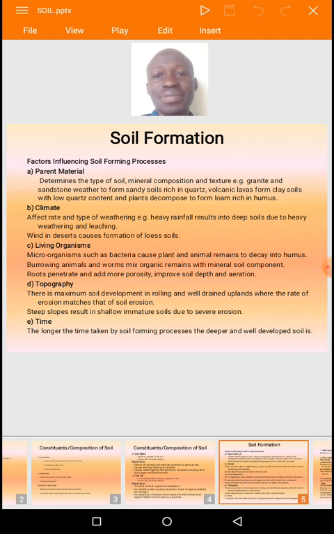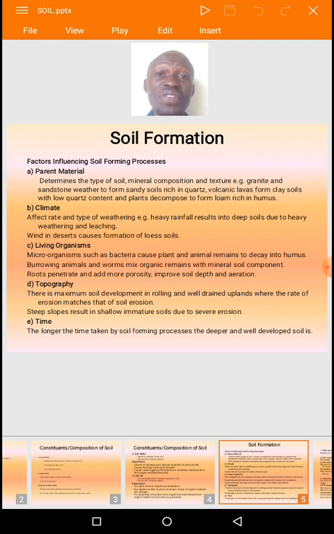Then we look at living organisms. You have the microorganisms that we've been talking about, how they help in decomposition of these plant materials. If they help in decomposition, you know how this will enrich the soils. Then we have the burrowing animals. These burrowing animals dig it too. They mix.